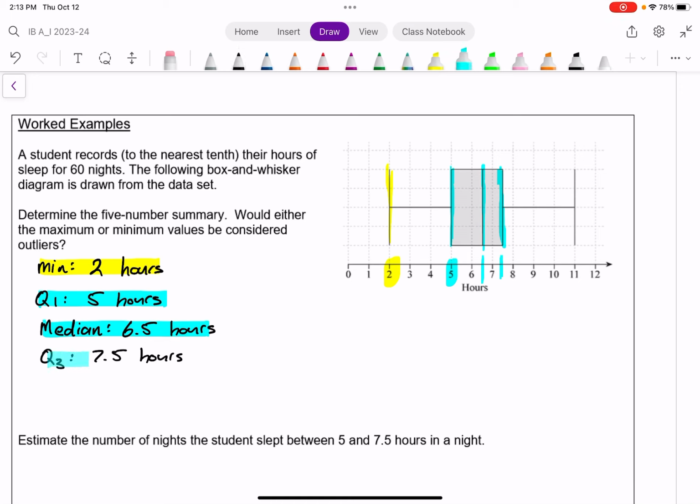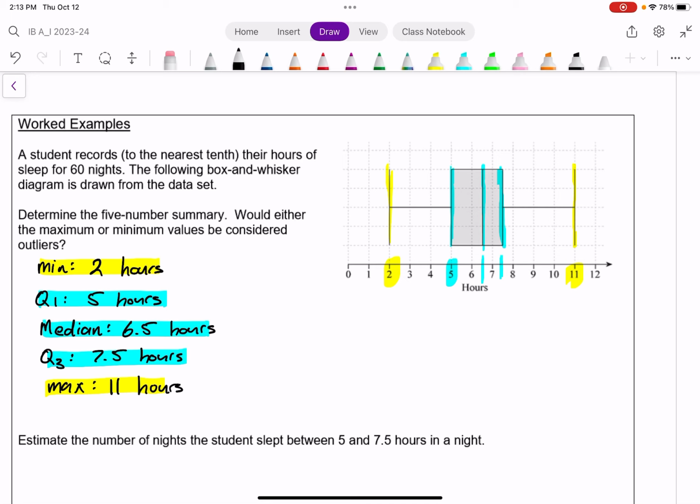And finally, the maximum is the end of our box and whisker plot right here, which was 11 hours. It's a lot of sleep in one day, but I guess it makes up for the 2 hours they got another day. All right, that's our 5-number summary.